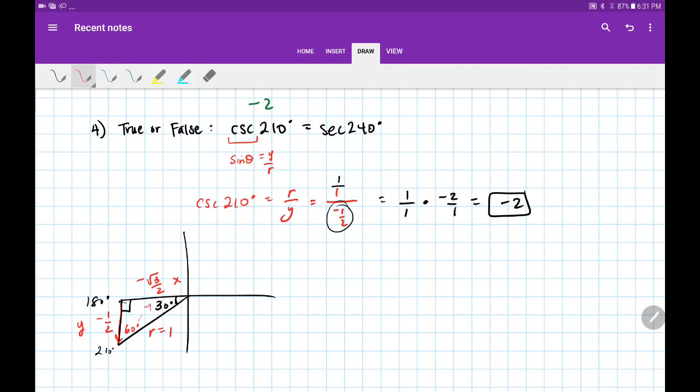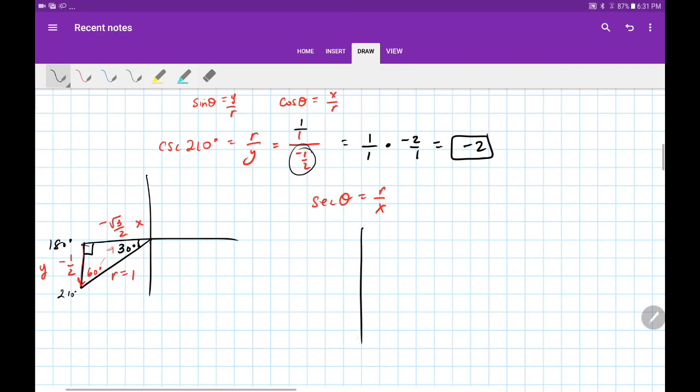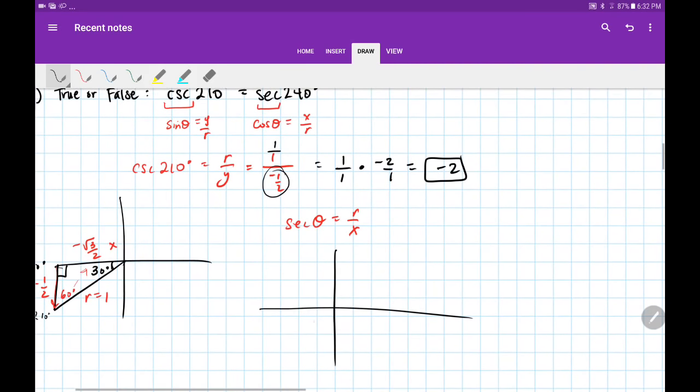Now let's find secant 240. So secant is the reciprocal of cosine. And if cosine is x over r, then secant theta is going to be r over x. 240 degrees is going to put me in this third quadrant. And same as before, I'm going to need to subtract 240 minus 180 to figure out what this reference angle here is.